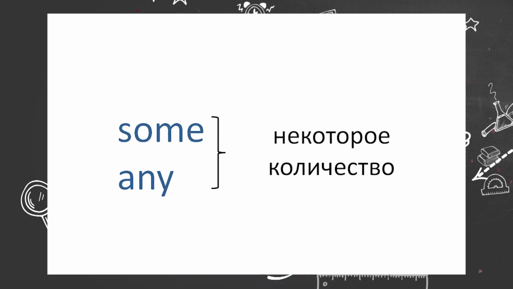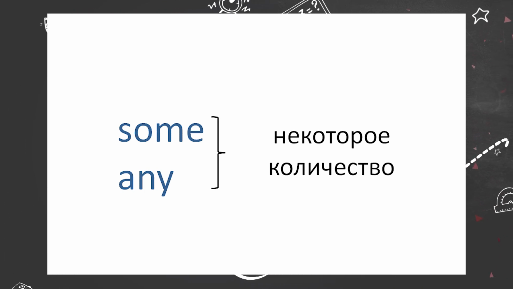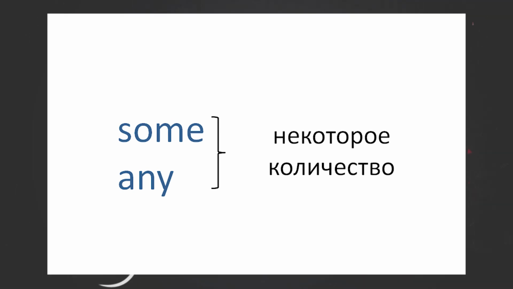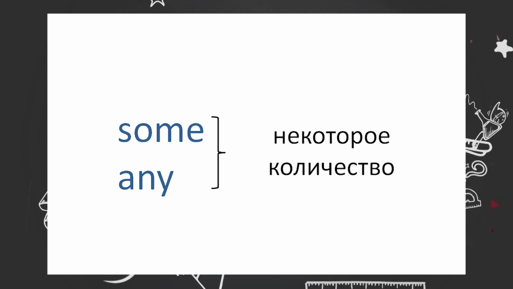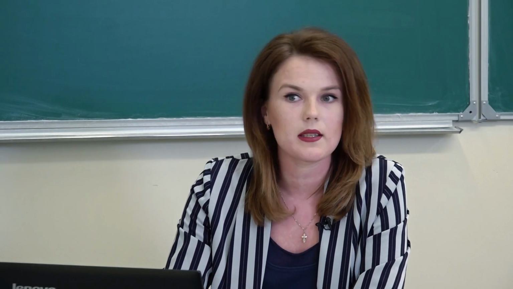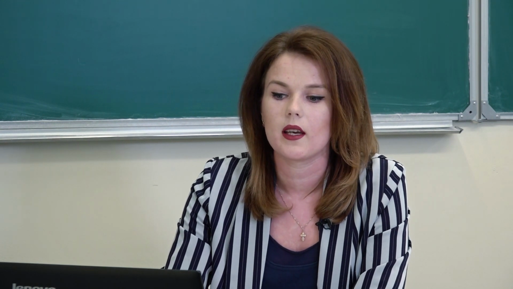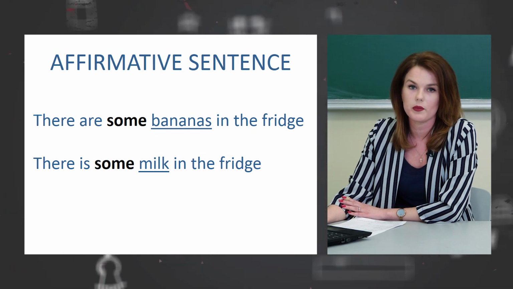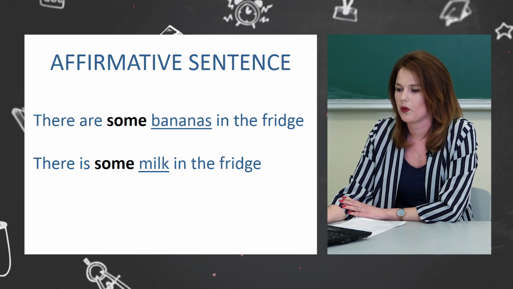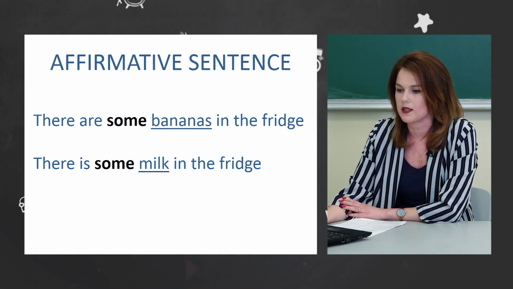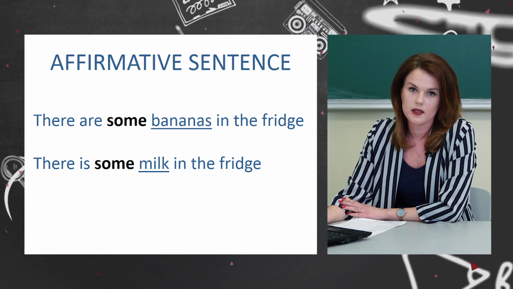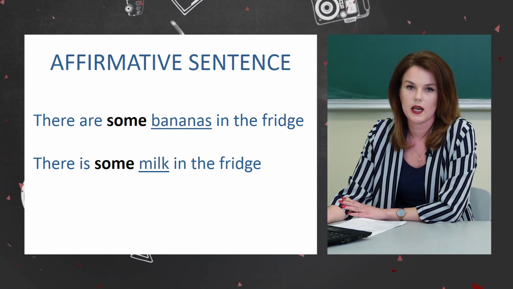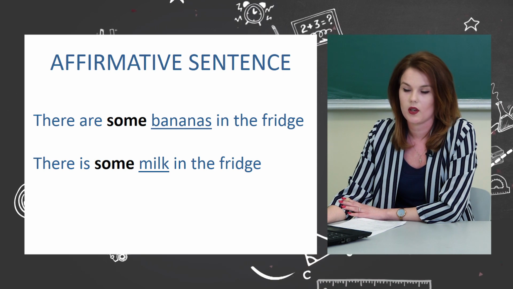Please look at the screen and you see some and any. You can translate them into Russian like некоторое количество. We use some with both nouns, countable and uncountable, but we should use some in affirmative sentences. Please look at the example. There are some bananas in the fridge. There is some milk in the fridge.